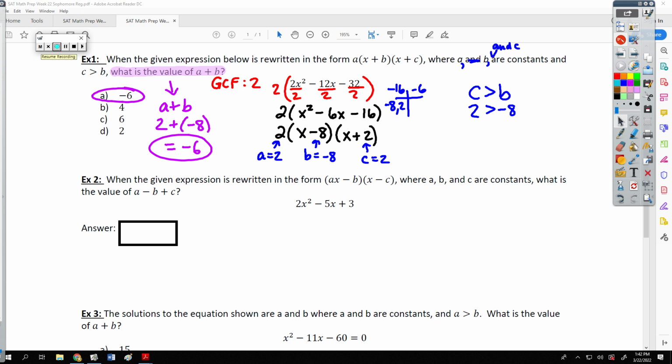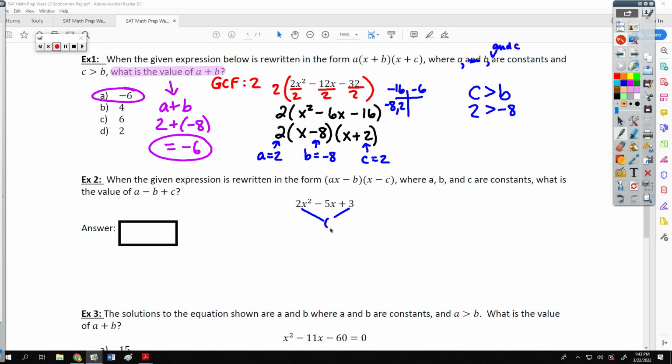Now we're moving on to example number 2. Similar question says when the given expression is rewritten in the form ax minus b times x minus c, where a, b, and c are constants, what is the value of a minus b plus c? So again, we need to figure out what a, b, and c are in order to solve this problem. So this is our advanced factoring, where we have a is not equal to 1.